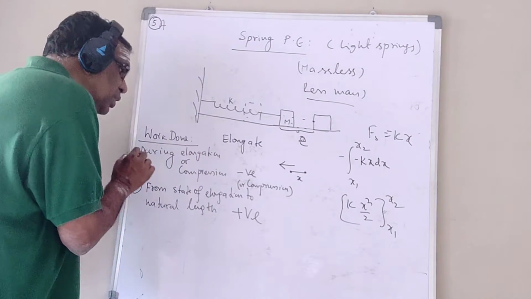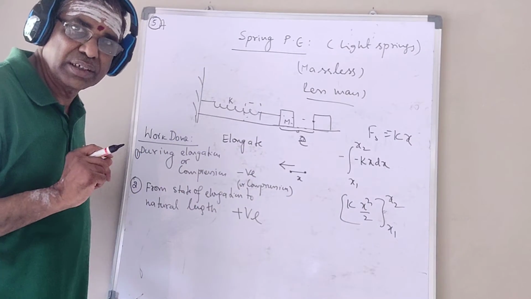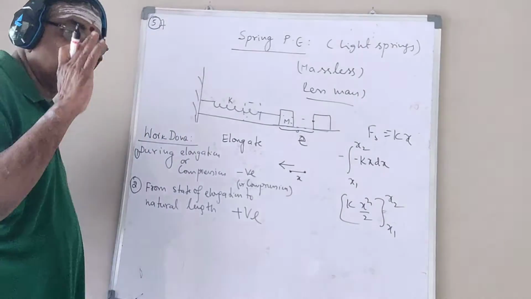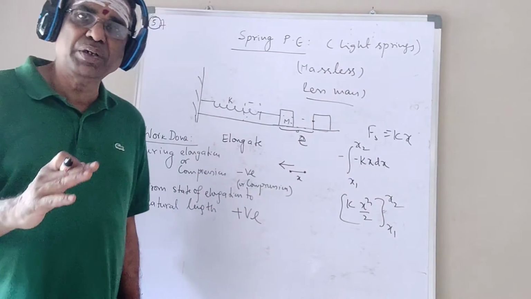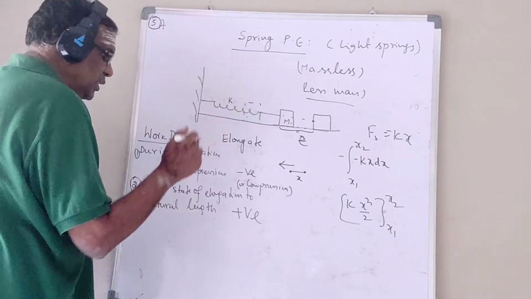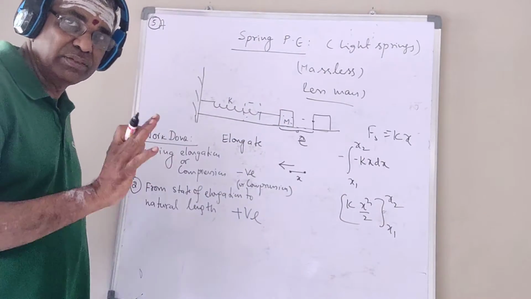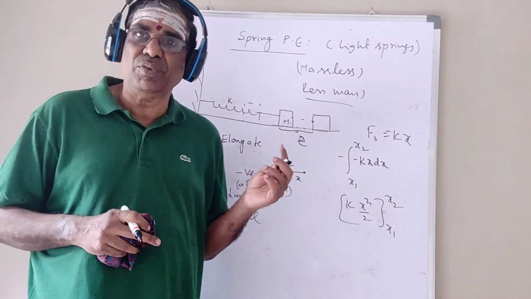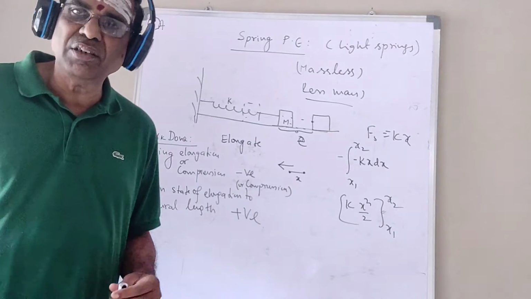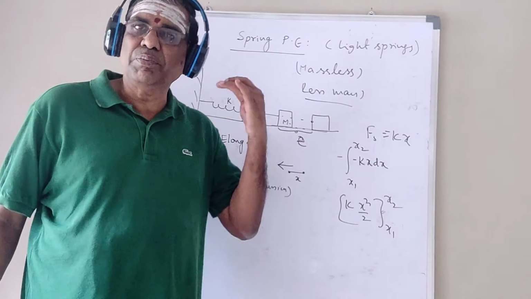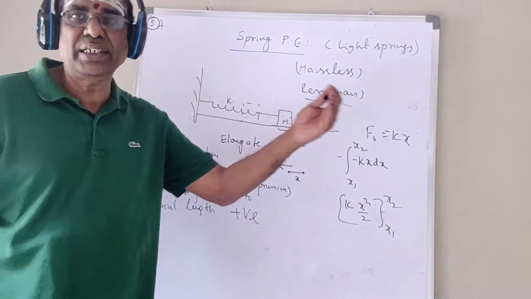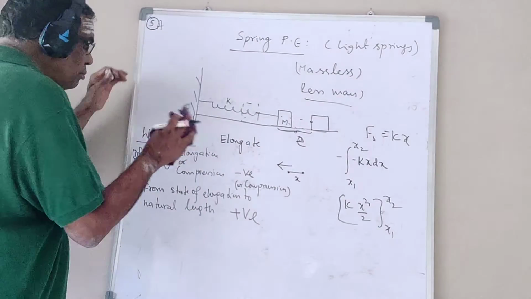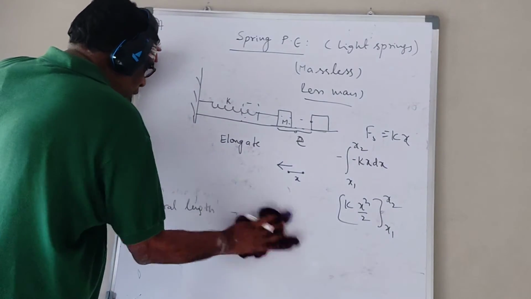Okay? So during the process of elongation or compression, work done by spring is negative, and during the process of going from either elongation or compression to the natural position, the work done is positive. That's what you have to keep in mind. Remember, if it is a conservative force, partly you have positive, partly negative. The displacement is 0, you are supposed to get 0 likewise. Okay? So let us see now. This is work done. What about the potential energy?